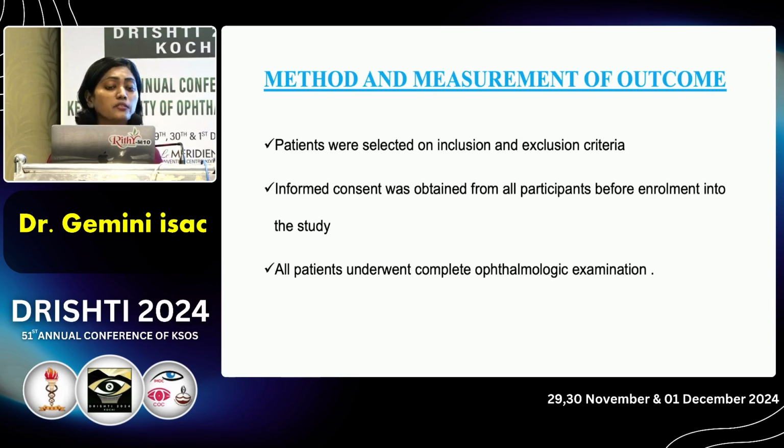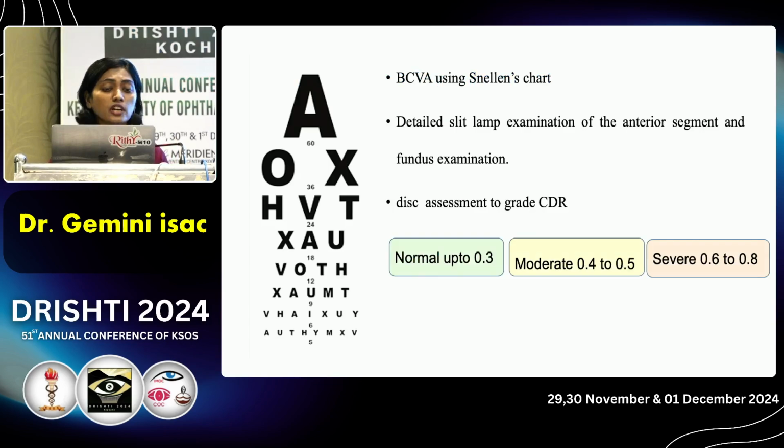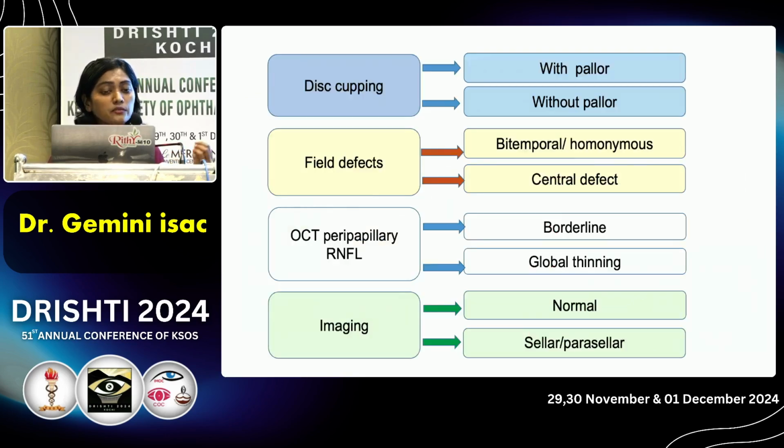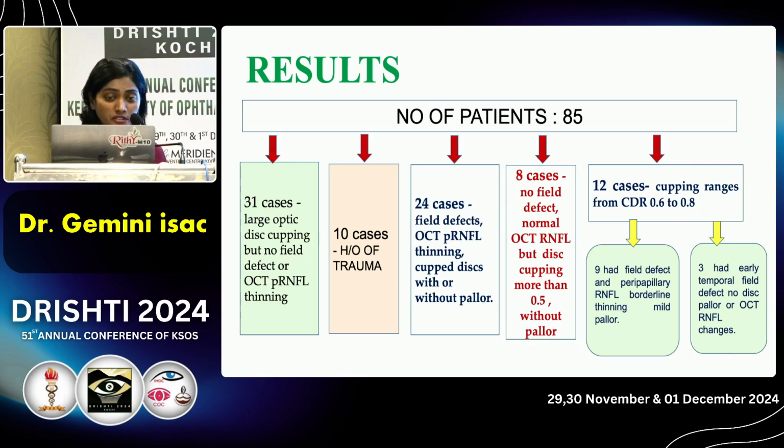all patients, and they all underwent thorough ophthalmological examination. We did slit lamp examination of the anterior segment, and with the help of 90D, classified the cup disc ratio as normal up to 0.3, moderate 0.4 to 0.5, severe 0.6 to 0.8. We differentiated disc cupping with pallor, without pallor, field defects, bitemporal, homonymous, central defect, OCT RNFL with borderline thinning, global thinning, and imaging showing paracellular and cellular mass.